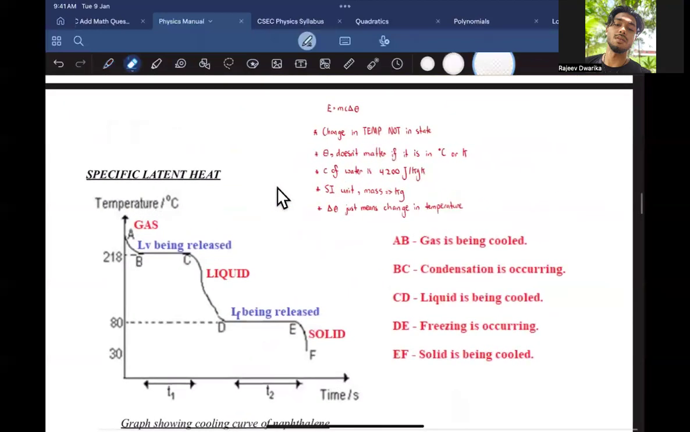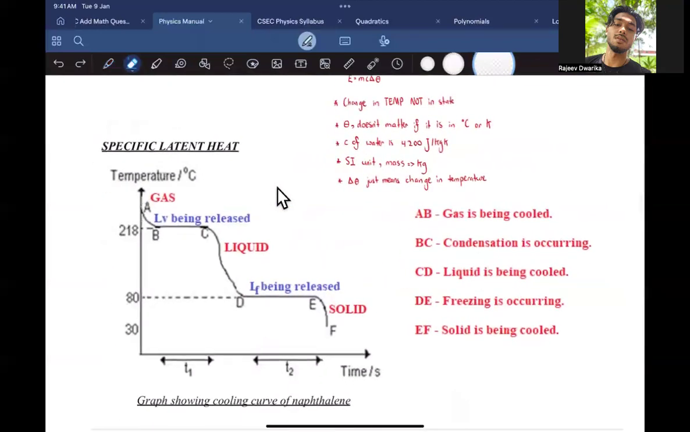I want you all to copy this down, the graph showing the cooling curve. It might take a little while. We're at the brink of finishing thermodynamics.